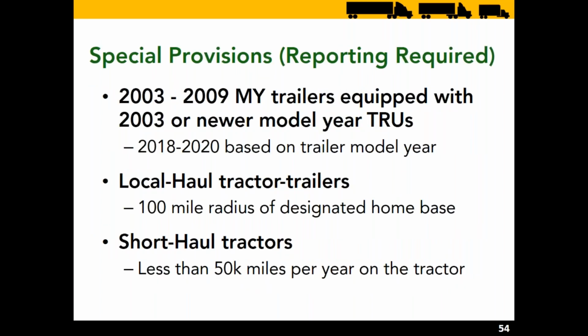There are a couple ways that you can get out of the requirements of this regulation. They're called the local haul and short haul tractors. Local haul travel only within a 100-mile radius of their home base, and a short haul tractor is any tractor that drives less than 50,000 miles per year. If you are a local haul tractor trailer, then you have no requirements under this regulation. If you are a short haul tractor, then your only requirement is the low rolling resistance tires. In order to exercise either of these options, you do have to report, and there is a reporting system for this regulation.